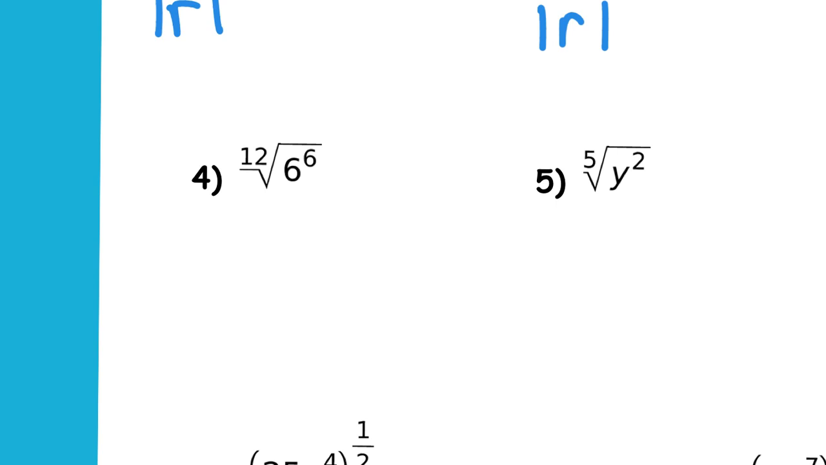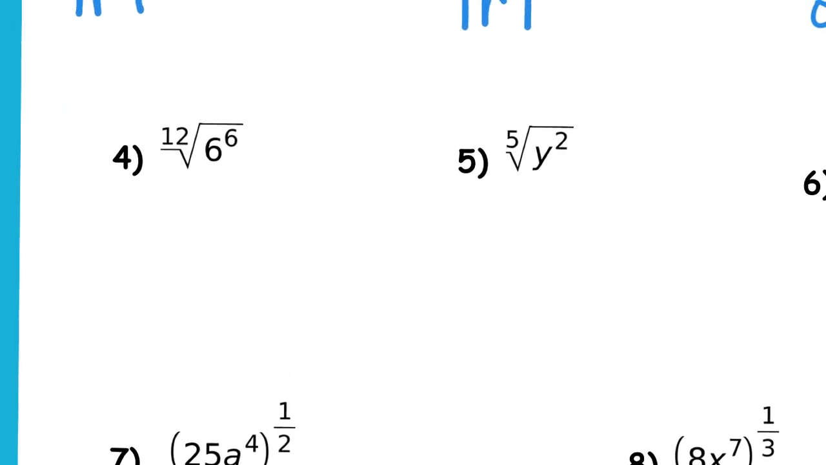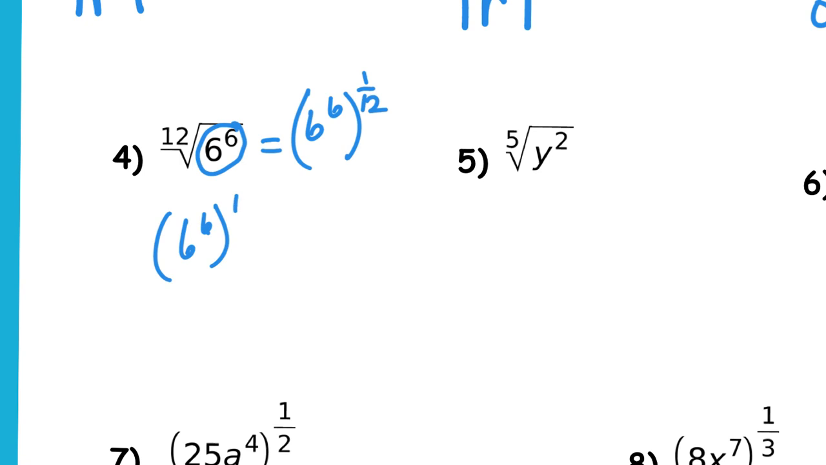Now you'll notice we got 12 and 6 to the 6th. I want to rewrite this to fractional, and the reason is because it's just so much easier. I'm going to take my inside, and it's going to be 6 to the 6th, and then I'm just going to raise it to the 1/12. Because 6 to the 6th, everything on the inside is to the power of 1. Do you agree? And I have a reason for doing it that way. It'll make it easier in the long run.